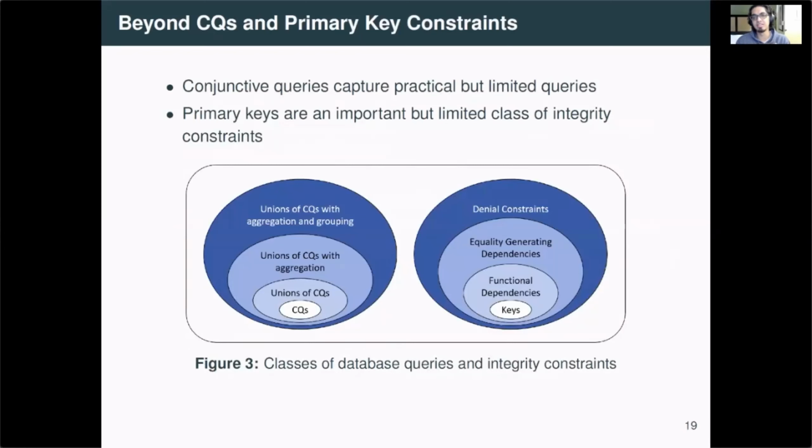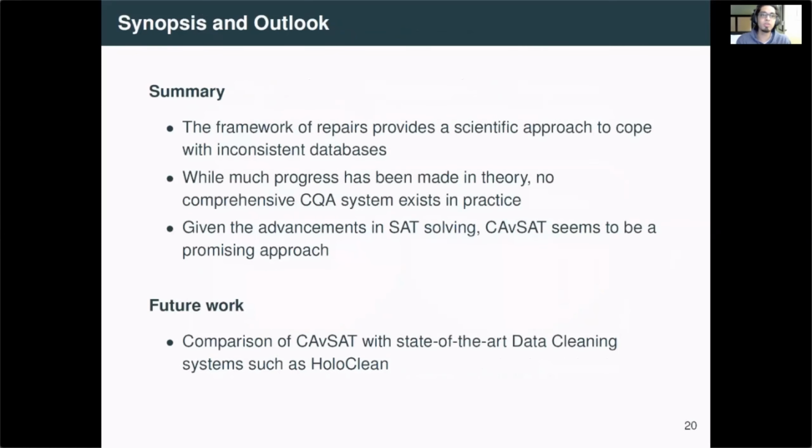We have some experimental results, and for the sake of time, I'm not including them in this presentation, but you're welcome to see our paper, or even in the Q&A session, I can show some results. To summarize, the framework of database repairs provides a principled approach to deal with inconsistencies. There is a lot of progress in CQA theory, but it hasn't penetrated the industry because there's no comprehensive CQA system yet. And given the advancements in SAT solving and the several natural reductions that we found, CAFSAT seems to be a promising approach.